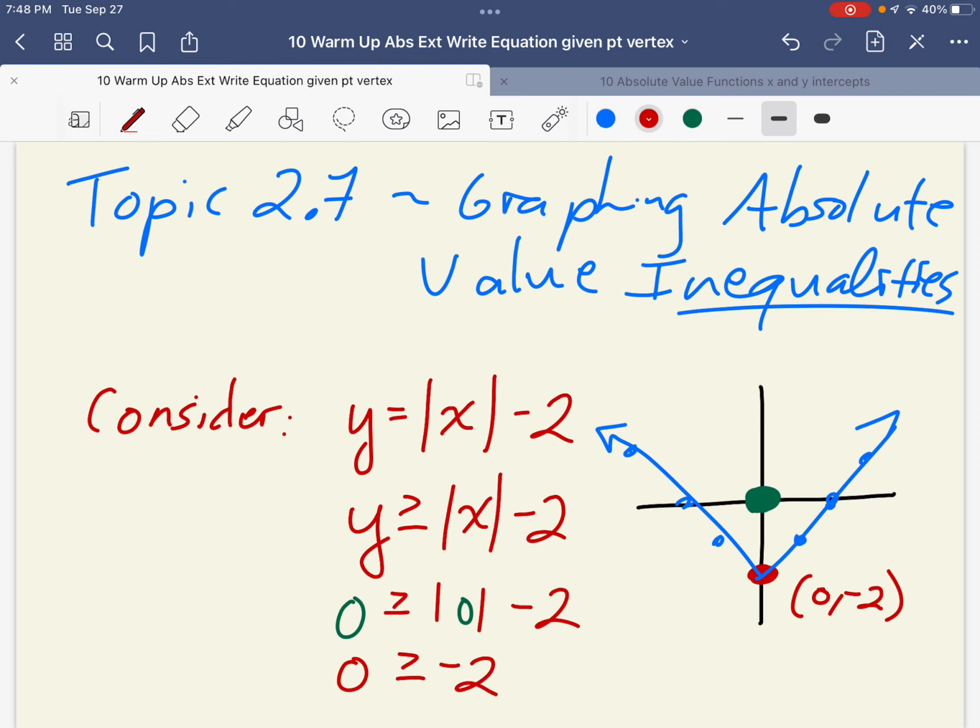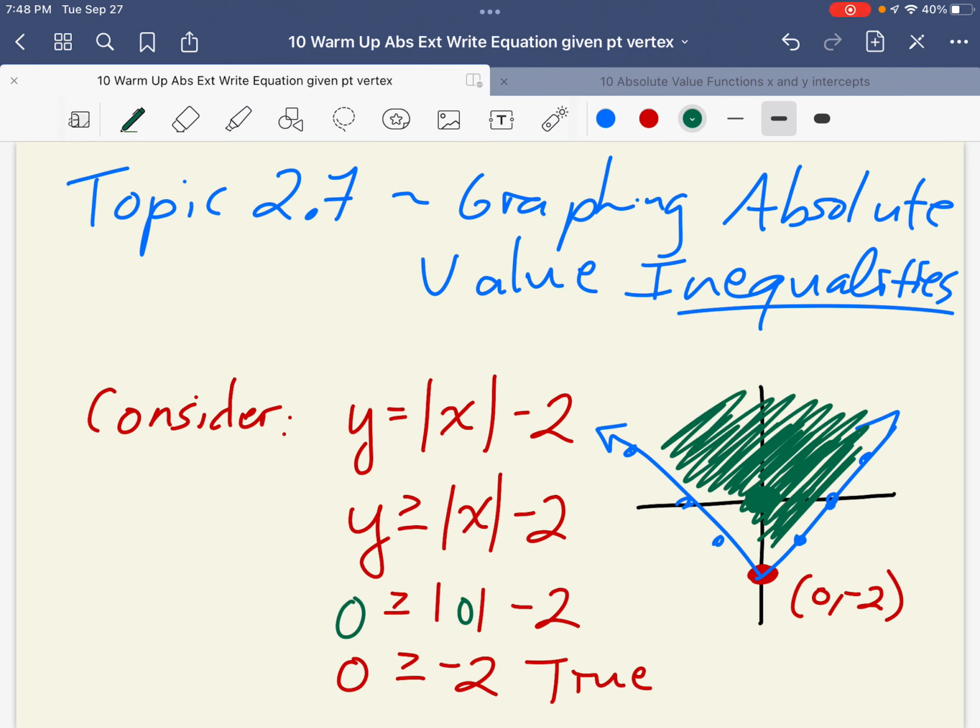Now, I'm pretty sure I get the statement that 0 is greater than negative 2. Is that true? Well, be careful. Yes, it is. 0 is greater than negative 2, which just means that my test point, or the side that my test point's on, is the shaded side. And so I'm going to end up shading inside, if you will, inside of this absolute value graph.